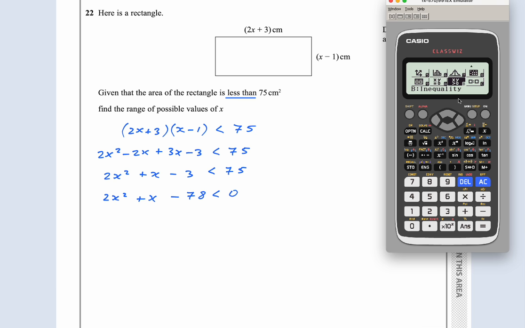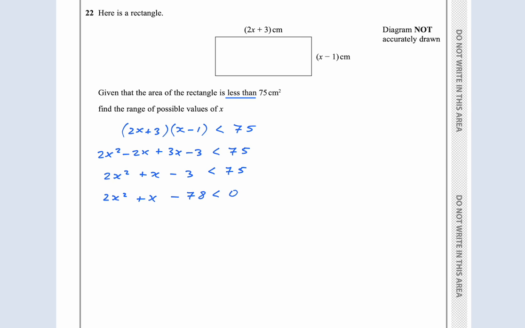So if you go to inequalities, degree 2, it's the second one because it's less than 75. It can't be equal to, it says less than. So I press the second one. I put 2, 1, and minus 78, because 2, 1, and minus 78 there. Press enter, and I get the inequality. X is less than, and guys, we need to be very careful here. I'll show you this in a second, but we get x is greater than minus 13 over 2 and less than 6.